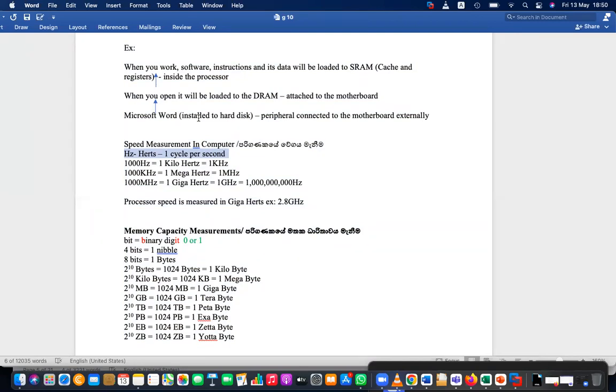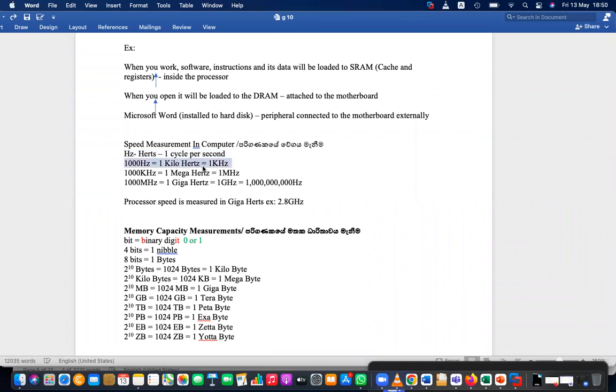Or maybe the smallest instruction: to process the smallest instruction, what is the time taken? That can be treated as a cycle. So that is some example. But that is not really exactly a cycle, because one instruction can take more than one processor cycle to process. So that also can be there.